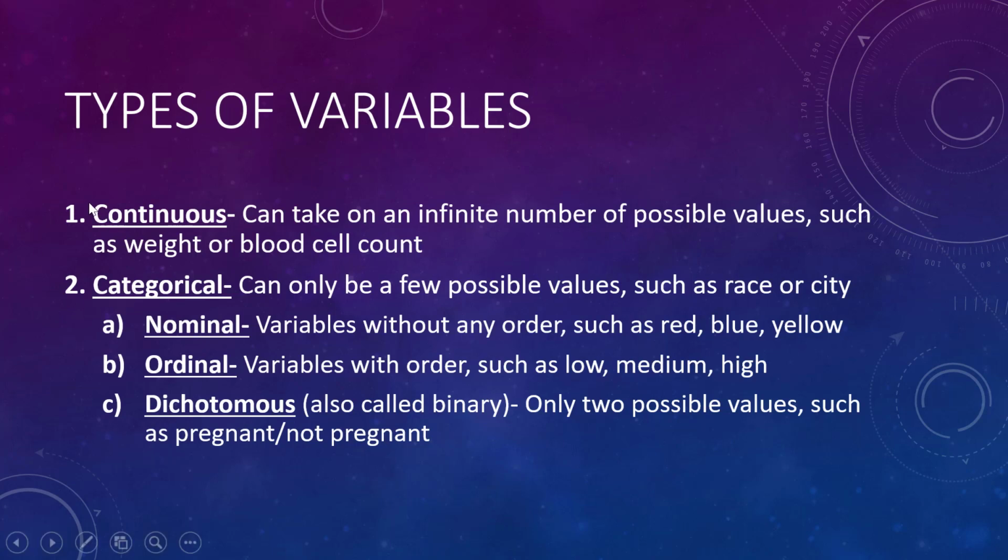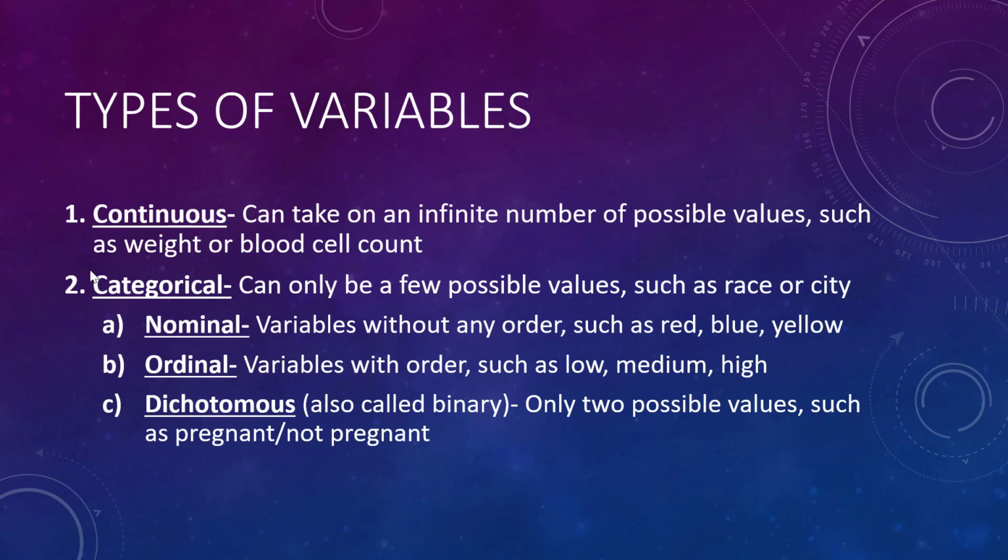There's two main types of variables. There's continuous and there's categorical. Continuous variables are variables that are along a continuum, kind of like a ruler where you can measure the width or the height of something. Continuous variables are like weight or blood cell count. If you think about a ruler, there's really an infinite number of possible values along that continuum. Whereas with categorical, there's really only a certain number of categories.